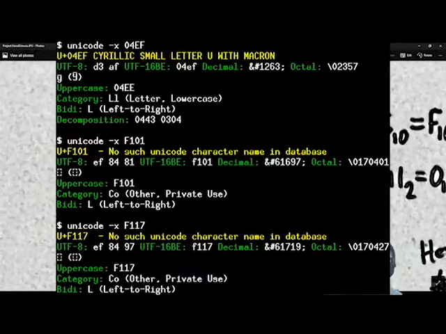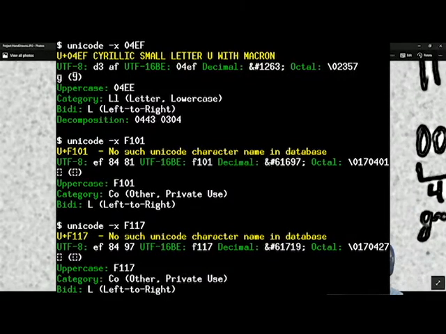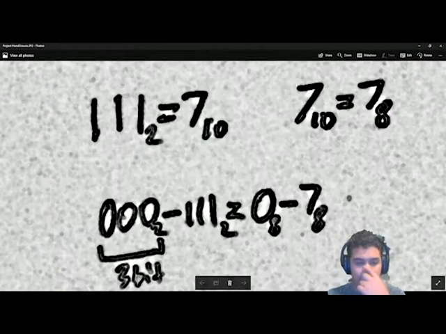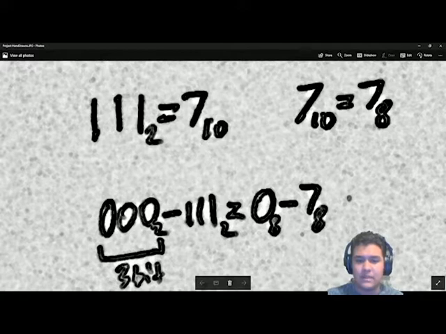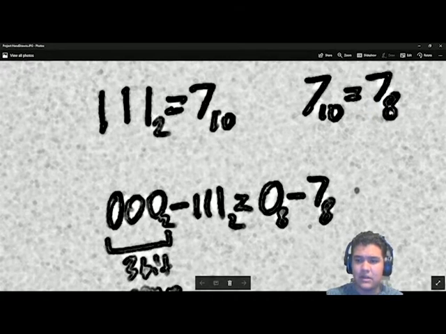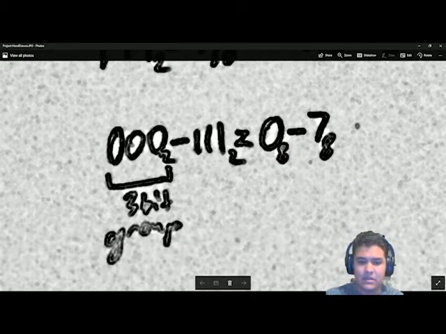Now, for the groupings of octal numbers, why did these come into play? If you notice right here, 3 ones in a binary base 2 number, 111, is equal to 7 as a base 10 number. 7 as a base 10 number is the same as 7 as a base 8 number. So we've determined that 3 ones is equal to the max value of a base 8 number. Therefore, a 3-bit grouping of 000 to 111 is the same as 0 to 7 in base 8.